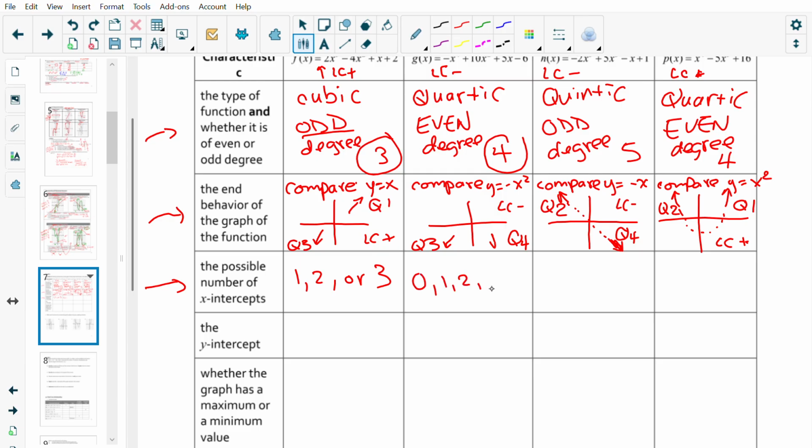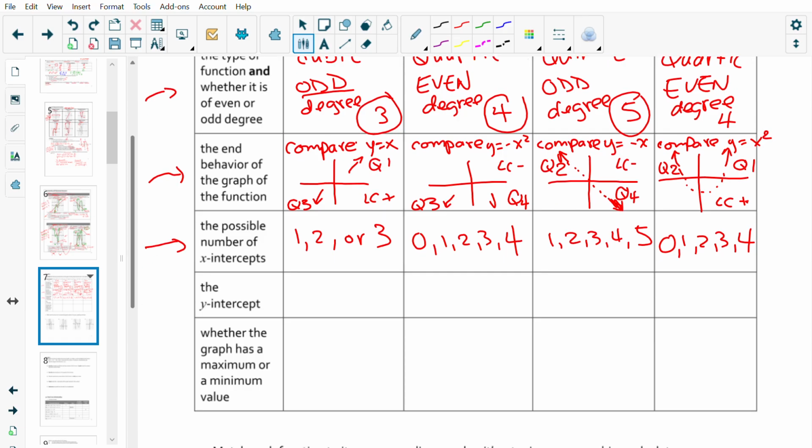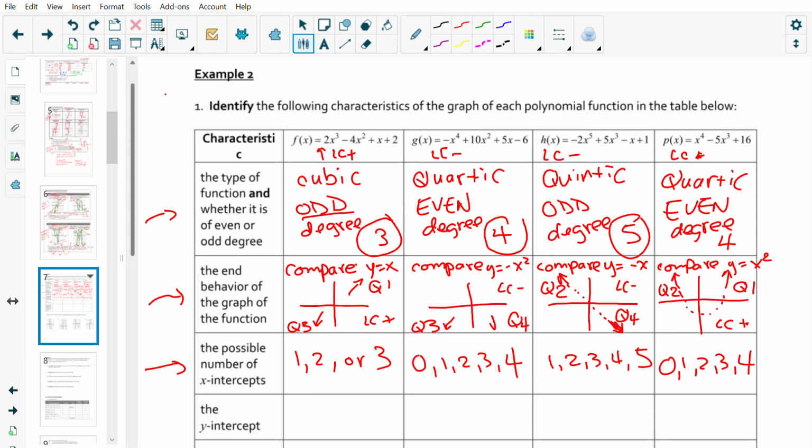For a quartic function, even degree, 0, 1, 2, 3, or 4. Quintic function, 1, 2, 3, 4, or 5 x-intercepts. And then quartic again, 0, 1, 2, 3, or 4 x-intercepts.